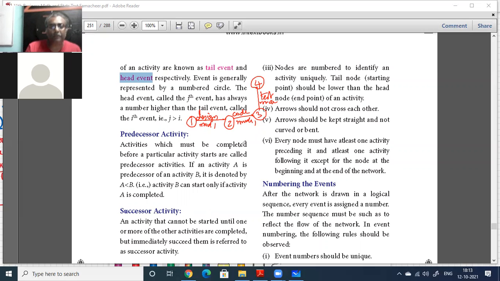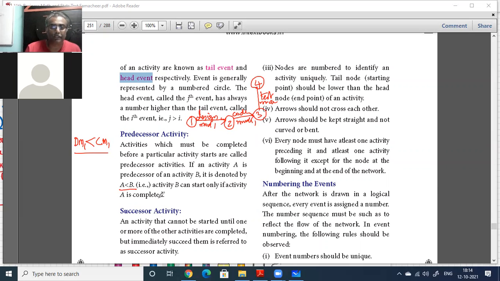Activities which must be completed before a particular activity starts are called predecessor activities. If activity A is a predecessor of activity B, it is denoted by A < B. In this case, design module 1 < code module 1. Activity B can start only if activity A is completed. Only if design module 1 is finished can you start code module 1. That is the meaning if you put it like this.